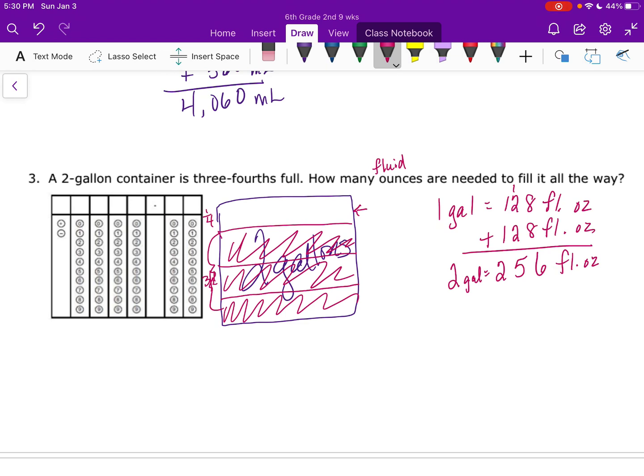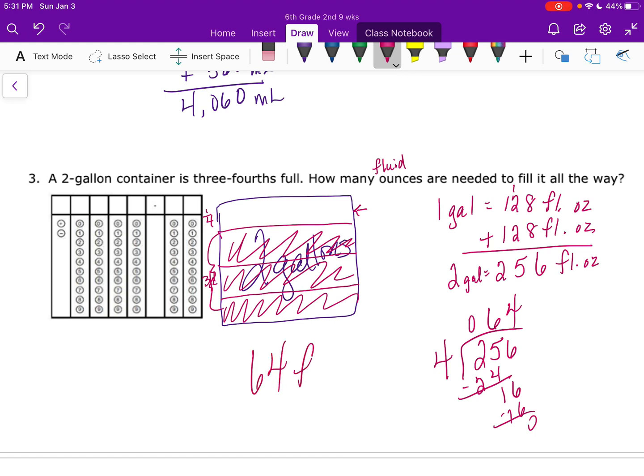So how do we do that? Yeah, we can just divide by 4. So 256 divided by 4. 4 can't go into 2. 4 can go into 25 6 times. 6 times 4 is 24. And then 4 goes into 16 4 times. So 64. So we need 64 fluid ounces.